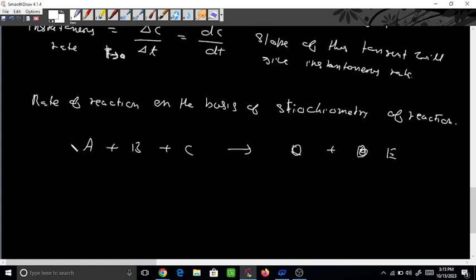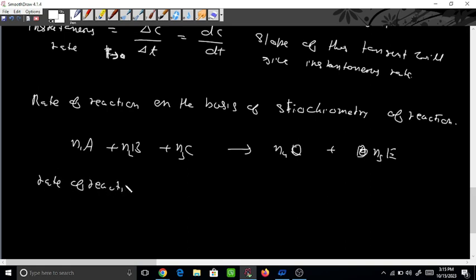So suppose we have taken N1 mole of A, N2 mole of B and N3 mole of C. This is called stoichiometry. How many moles we have taken? Then this is D. So we have N4 mole of D and N5 mole of E. So this many moles we have taken and this many moles of product have been formed. So how can we write the rate of the reaction?